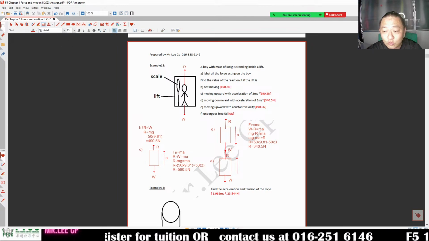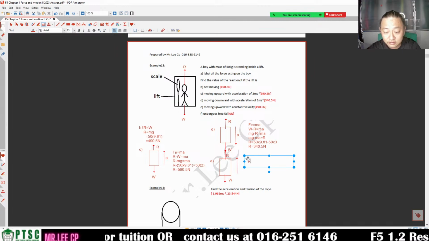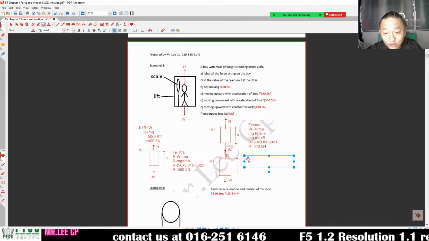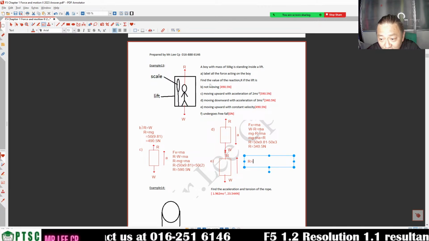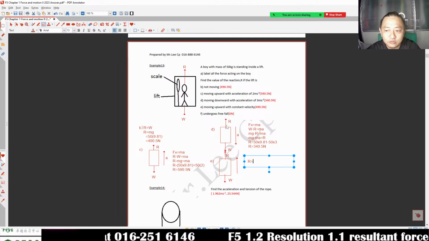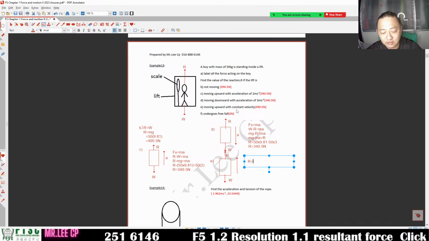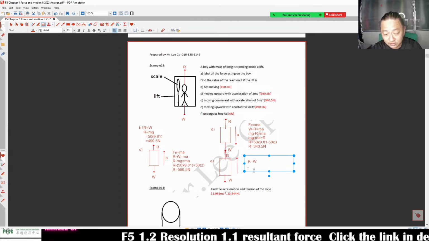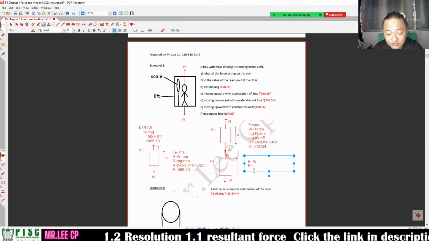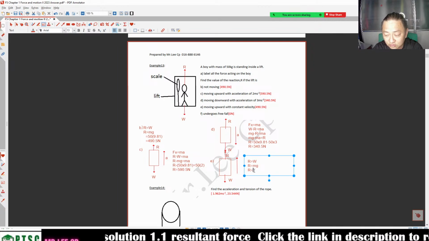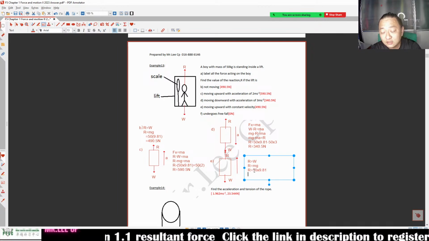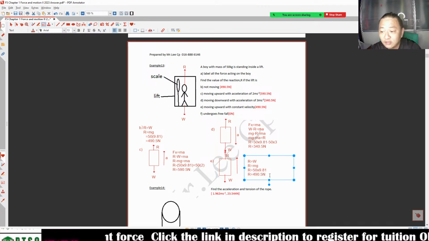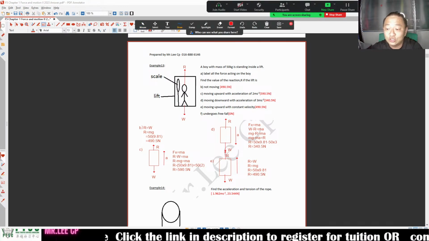If equilibrium, if not moving, R is equal to W. If constant velocity, R is equal to W. So R will be equivalent to W. W is mg. R is equal to 50 times 9.81. So R is equal to 490.5 Newton. In case you want to do it, I just show you.